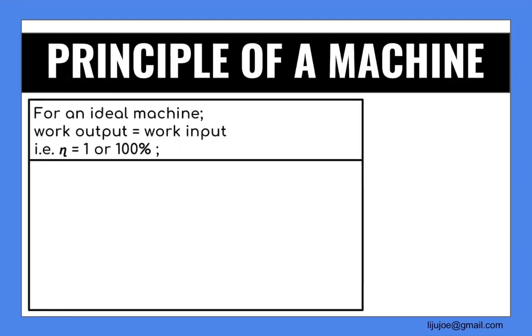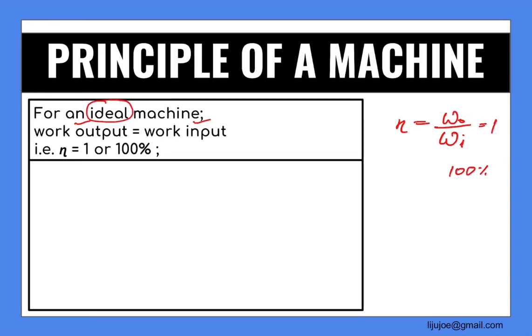So now we are coming to another important topic, which is the principle of a machine. The principle of a machine states that the output work given by the machine is equal to the input work we do on the machine. Whatever work we do on the machine, there should be an output, and this is in the case of an ideal machine. In that case, eta will be equal to 1, or 100%, output and input equal, right? So if work output and work input are equal, then they will get divided and you will get the answer as 1 or 100% efficient.